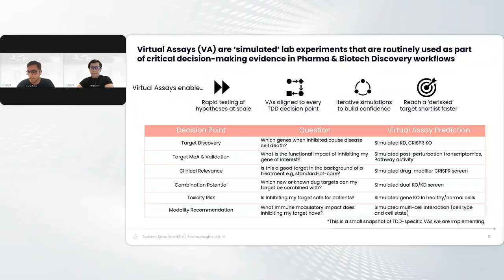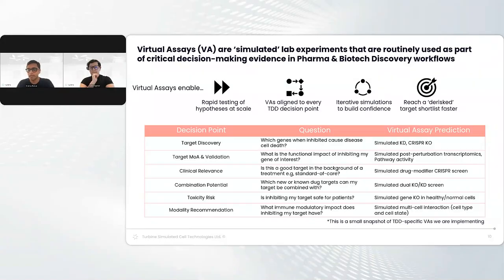Virtual assays are, as I mentioned, simulated lab experiments. But within the context of target discovery and de-risking, why is it useful? I won't go through each one of these. I think you all have the opportunity to request these slides, and we'll send them to you, so you can look at what are the questions and the decision points that virtual assays can enable.